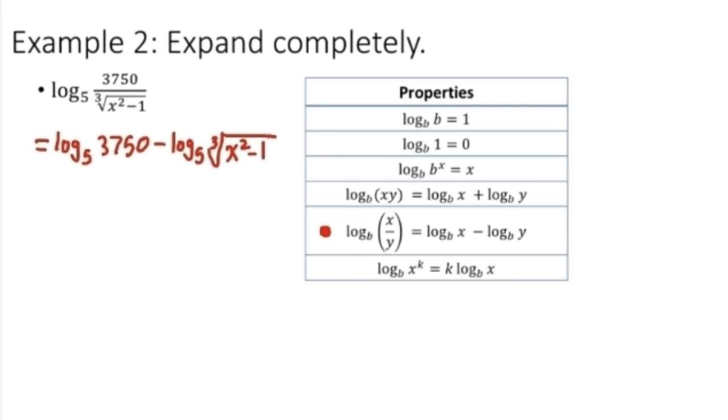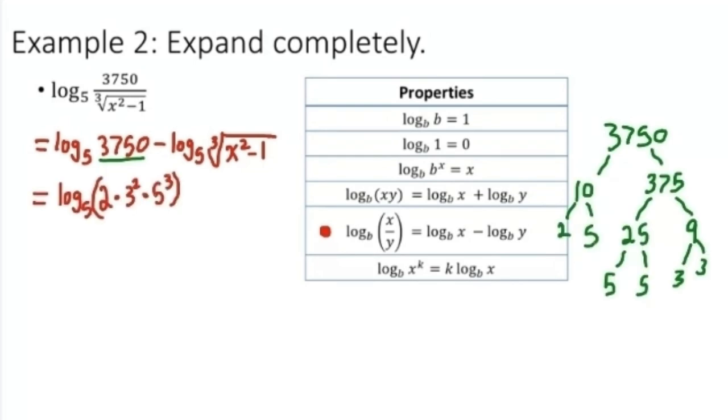Now we're going to focus on one log at a time and apply properties as we go. Immediately, it may not look like there are any properties that can be used on either log. 3,750 is just a number. We don't see multiplication, powers, or division. The cube root of x squared minus 1, we don't immediately see any powers. But if we look at the 3,750 further, we can rewrite it as a product of primes. Off to the side, we'll make a factor tree, and from the factor tree, we can rewrite 3,750 as 2 times 3 squared times 5 cubed.